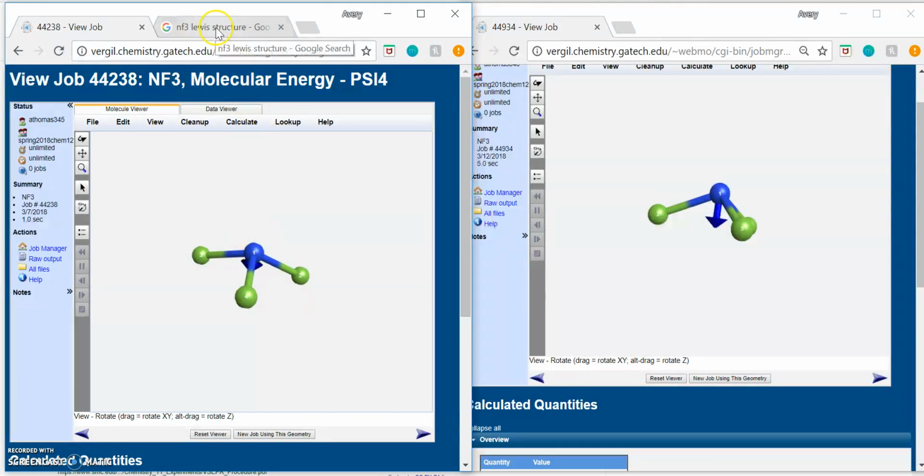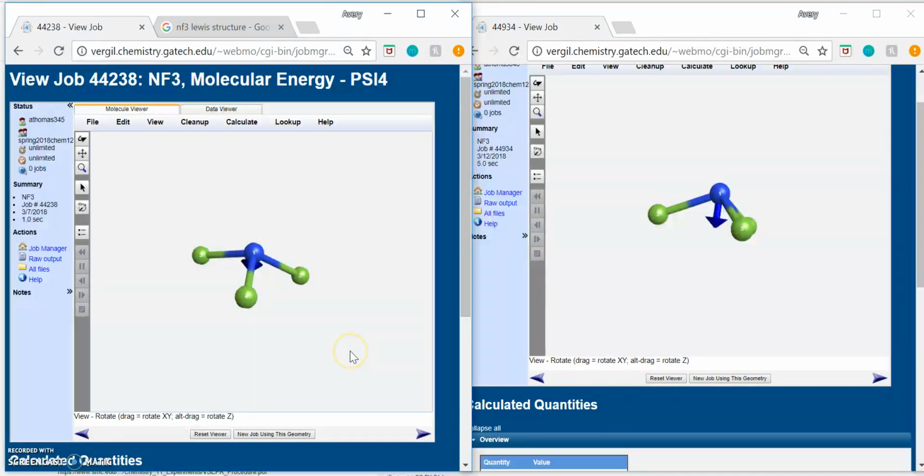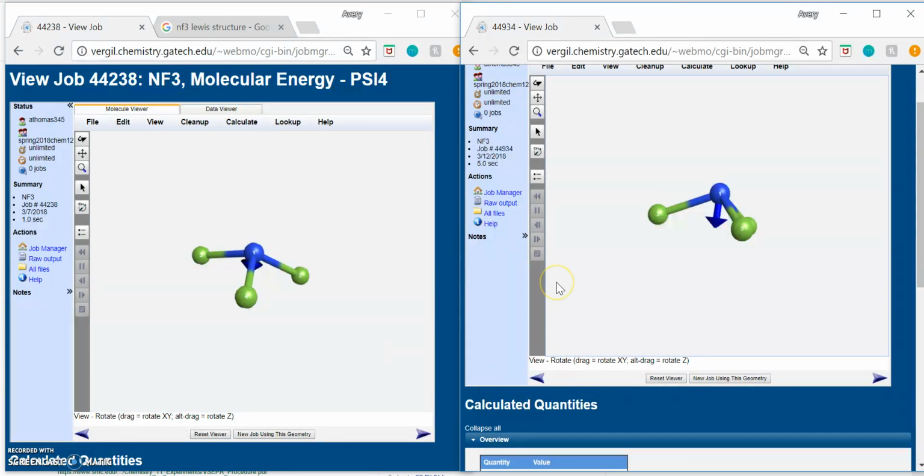I will pull up the Lewis structure. As you can see in this Lewis structure, this actually will show you the two lone pairs, which are right there. And these are what affect the structure of the molecule and give it its shape, which in this case is a trigonal pyramid. So that is the molecule according to VSEPR theory.